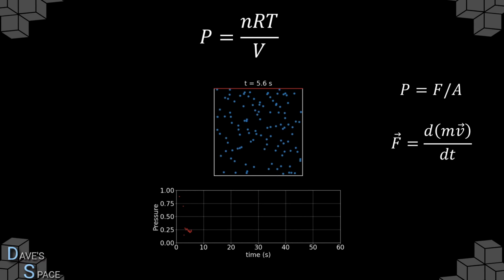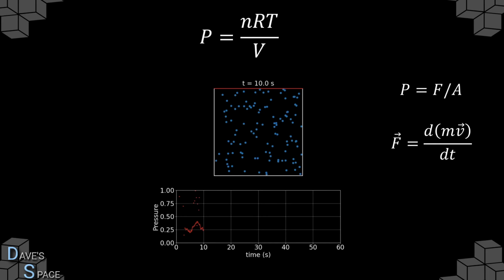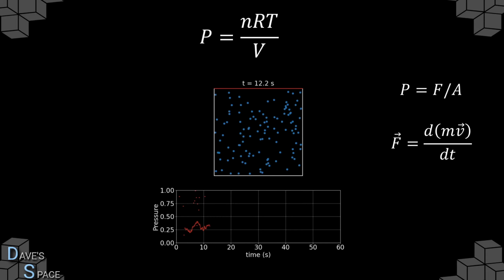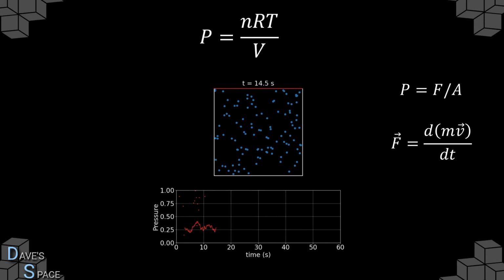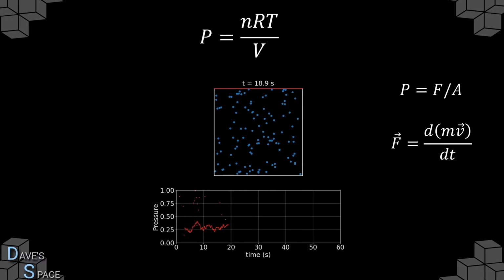And that's what the plot on the bottom is showing. The pressure exerted on the red line. Each dot is a particle applying a momentary force on the line. Faster particles give a bigger force, or straighter collisions give a bigger force. The solid line is the time averaged value of this pressure.